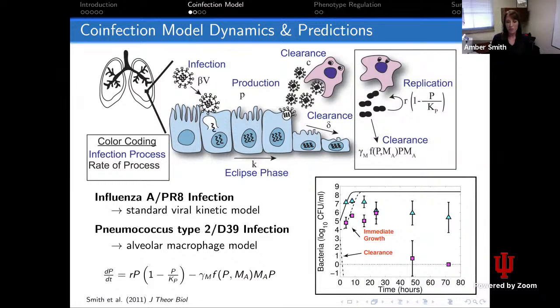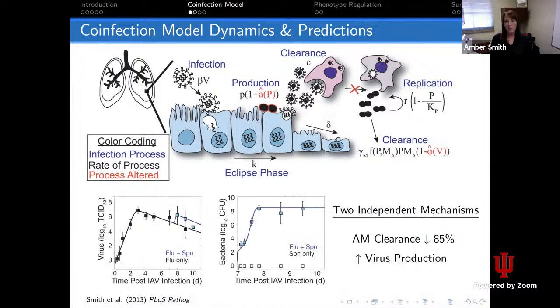And so we took both of these two models and tried to look at which of the processes in both of these pathogens were impacted by the other. And so to make a long story short, we tested several different hypotheses, and we ultimately landed on two completely independent mechanisms that dominated the dynamics. And what those two were was that the alveolar macrophage clearance of bacteria was decreased by about 85 to 90%. And then the virus production was increased, and it was a bacterial mediated increase.